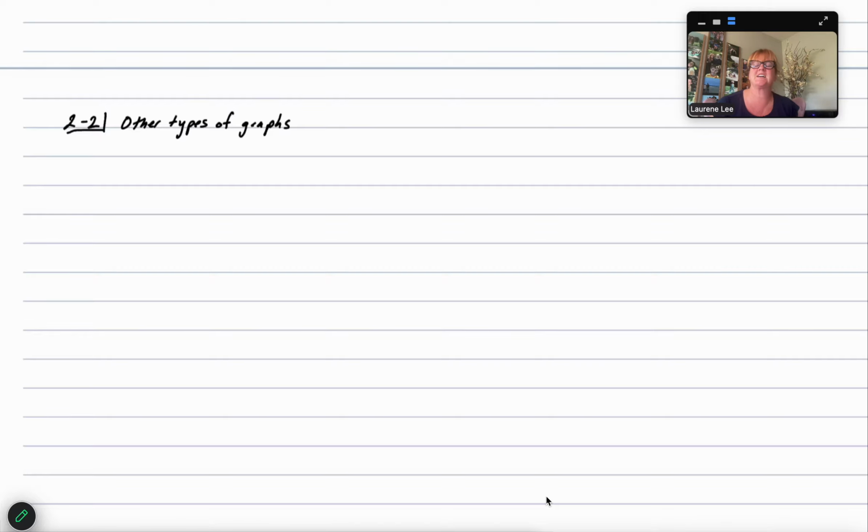Hey, welcome to section 2.2. We're talking about a couple of different other types of graphs, different ways to organize data. So the first one we're going to take a look at is called a stem and leaf plot.